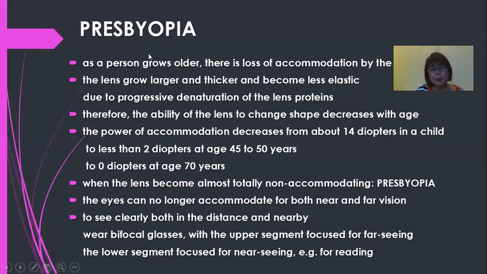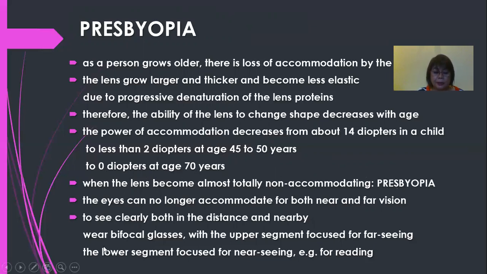What is presbyopia? When, as a person grows older, there is loss of accommodation by the lens. The lens grows larger and thicker and becomes less elastic due to progressive denaturation of the lens proteins. Therefore, the ability of the lens to change shape decreases with age. The power of accommodation decreases from about 14 diopters in a child to less than 2 diopters at age 45 to 50 years, and 0 diopters at age 70 years. When the lens becomes almost totally non-accommodating, you call it presbyopia.